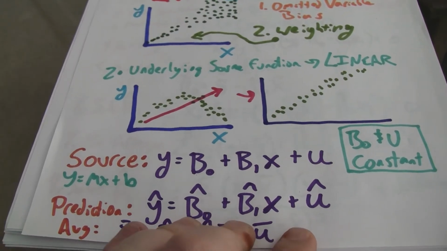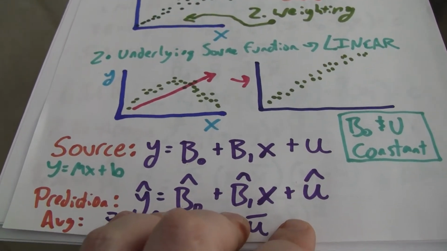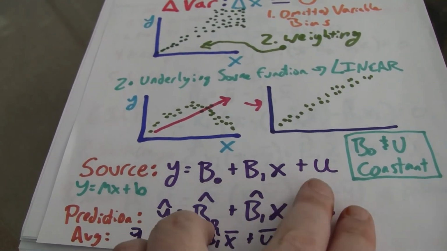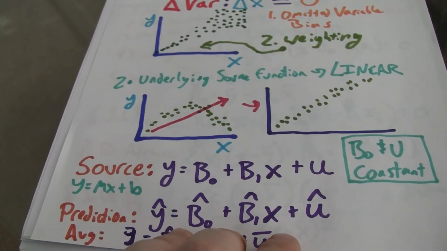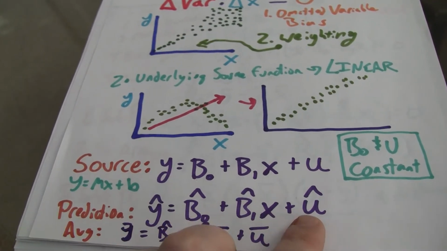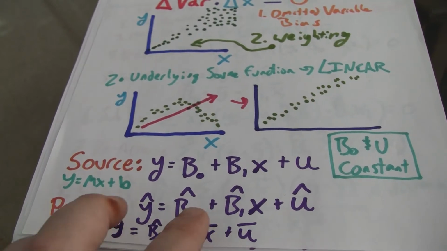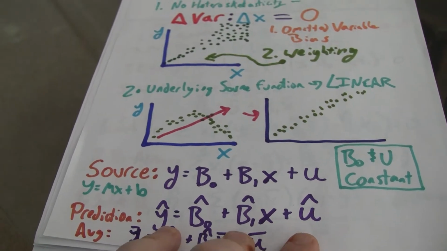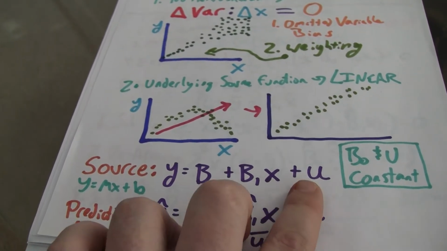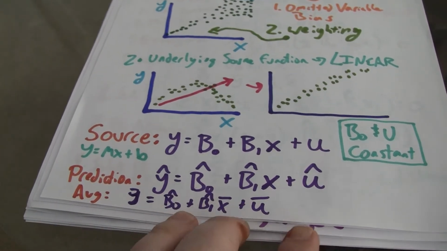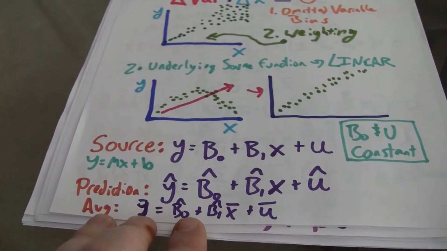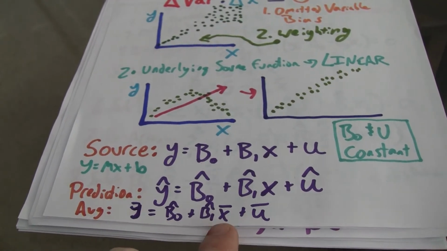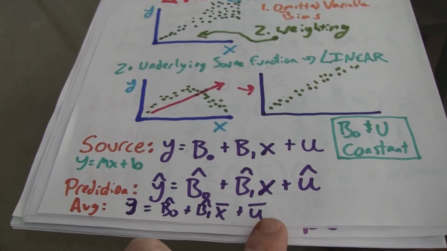Now there's going to be some more notation. Our prediction line, like this is the underlying source that we're trying to estimate. Our estimation of that is we're going to put hats on everything. So y hat equals beta naught hat plus beta 1 hat times x plus u hat. That's our prediction line that we're trying to predict the source line with. And then also some notation is for the average values. We're going to use a bar. So y bar is the average value of y, x bar is the average value of x, and u bar is the average value of u.